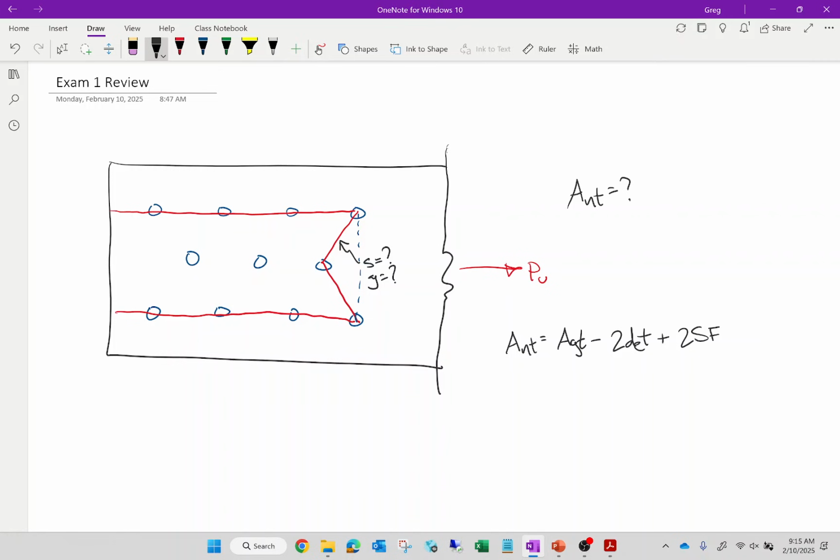How's everybody feeling about the exam? Anybody worried about the exam? Anybody concerned? Anybody stressed? Feel like they're going to yield under all this load? Should I just walk out now after that one? But yeah, no block shear for staggered bolt patterns. Don't have to worry about that.